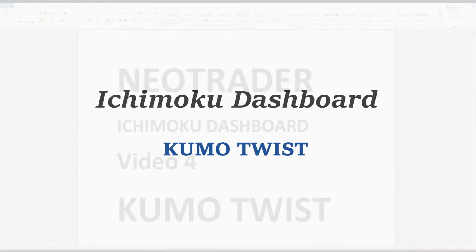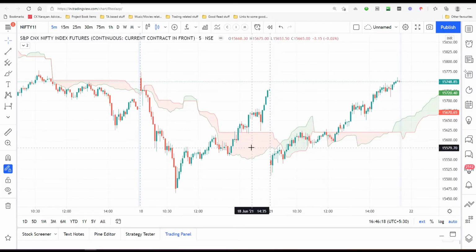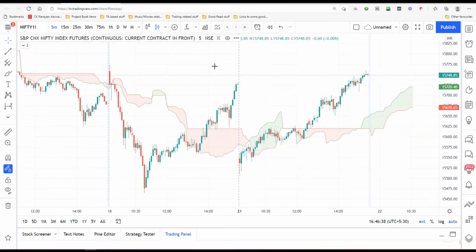For that, I have to take you to the chart first so that I can explain what the Kumo Twist is. Kumo is the Japanese word for the cloud, right? So the Kumo Twist is the point when the cloud flips from bullish, which is the green, to bearish, and back and forth. Depending upon the moves of the stock, the cloud keeps flipping from red to green to red to green. Like, for example, in the Nifty, it was red recently and now it's become green again.